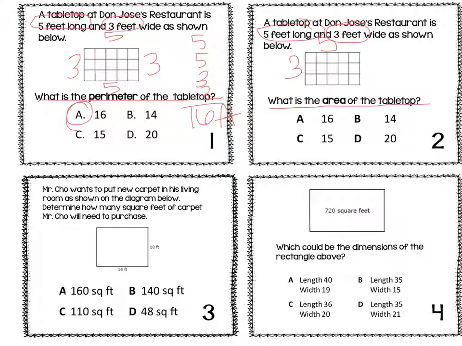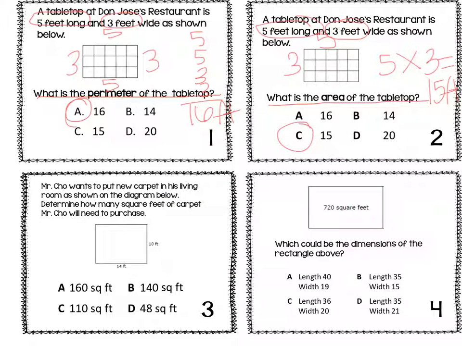But when we're thinking about area, we know that we need to do length times width. So if it's 5 feet long, that would be our length. And if it's 3 feet wide, that would be our width. And we do 5 times 3, which equals 15 feet. So the correct answer for number 2 is C. Please make sure as you are working that you are recording your answers on the answer document.